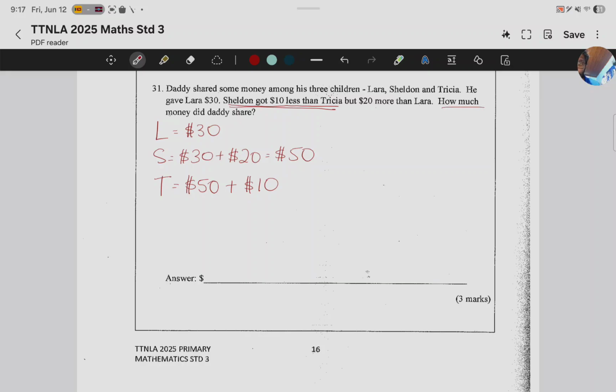They said how much money did Daddy share? So to find out the total shared, very simple. We just worked out how much each one of them received. And to calculate the total, it would be 30 plus 50 plus 60. Alright, there's 80 plus 60, 140, $140 he shared. Alright.